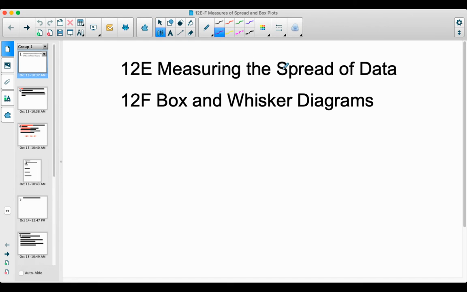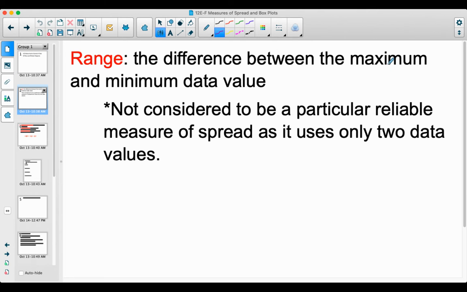Okay, we're now going to look at 12E and 12F today. So 12E is what we're going to look at first, and that is measuring the spread of data. Measuring the center of data, that was our mean, median, and mode. But now when we talk spread of data, that's going to be your range and your interquartile range. And eventually we will talk standard deviation. Those are your spreads of data.